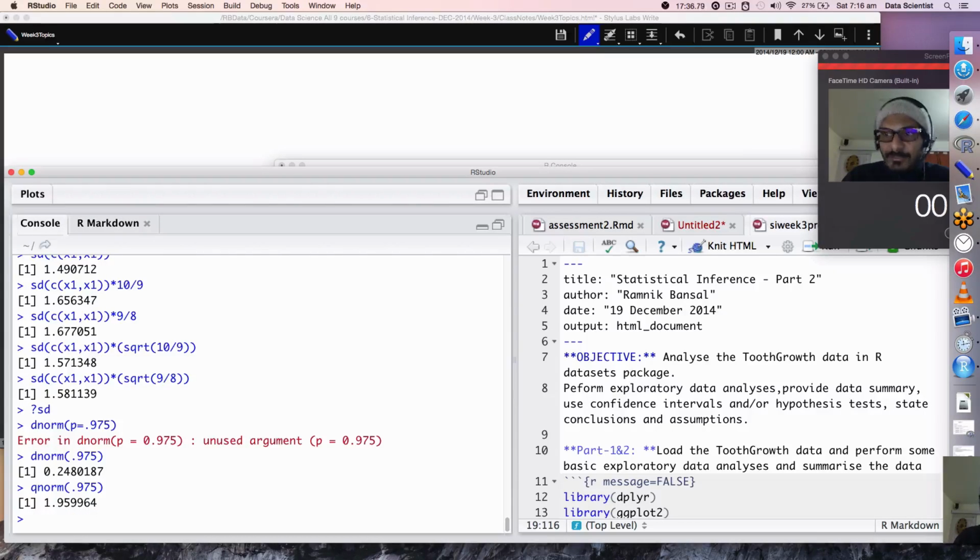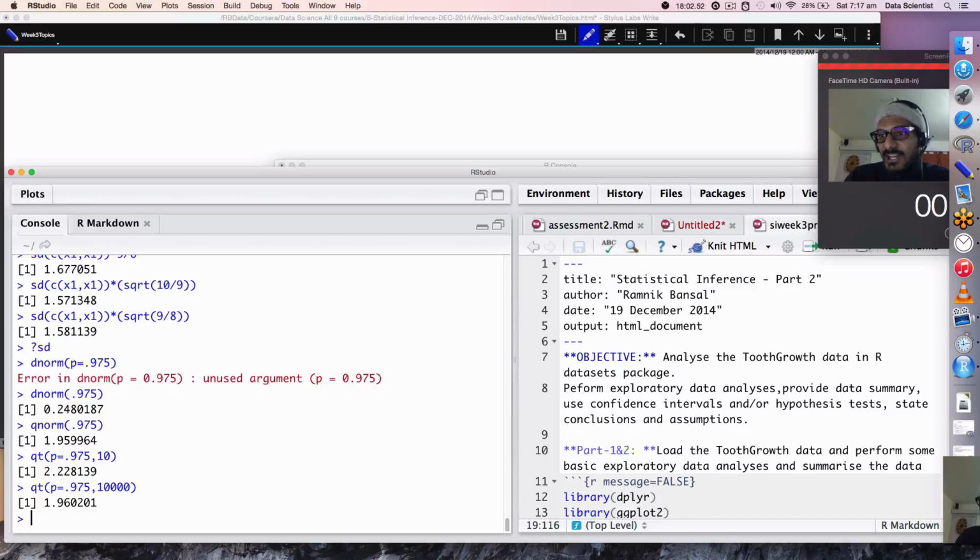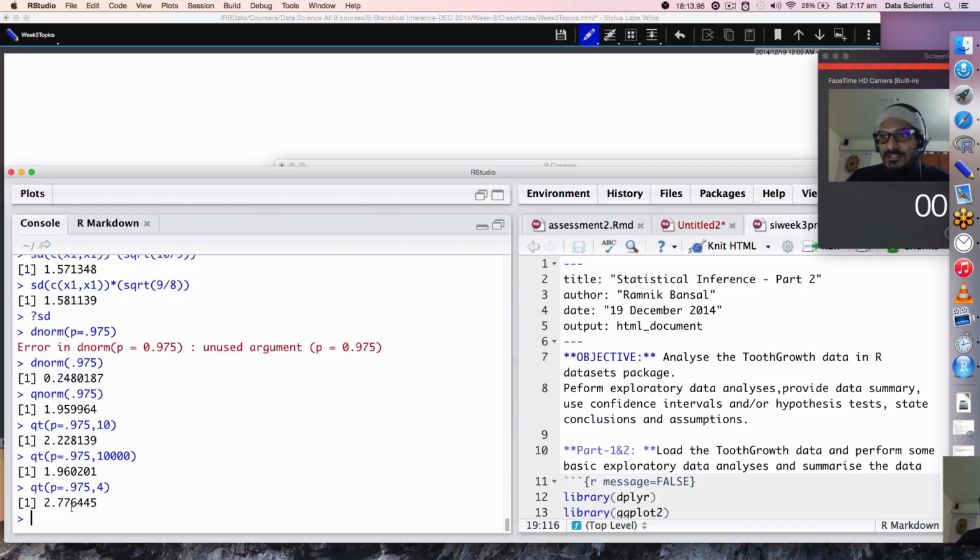Similarly we have something called qt. qt takes the parameters probability and degrees of freedom. So I say p is equal to 0.975 and the degrees of freedom, let's say 10. I get 2.22. This is what we saw earlier. If I keep increasing the degrees of freedom, making it really large, my answer is close to what I get from qnorm. But if I make it really small, let's make it 4, suddenly I have a much larger answer, which is 2.77. Is this clear how the quantiles are changing?